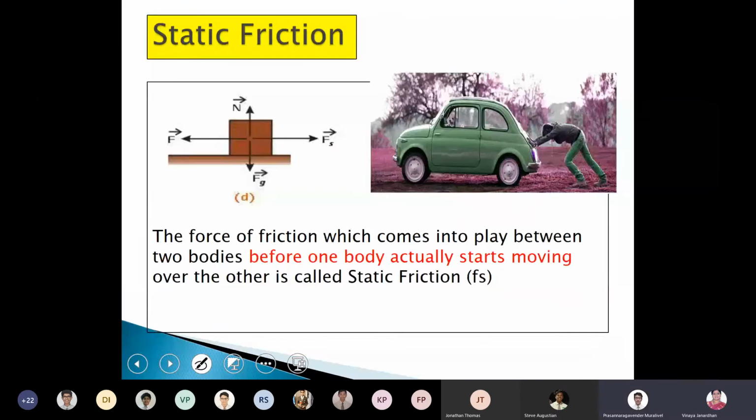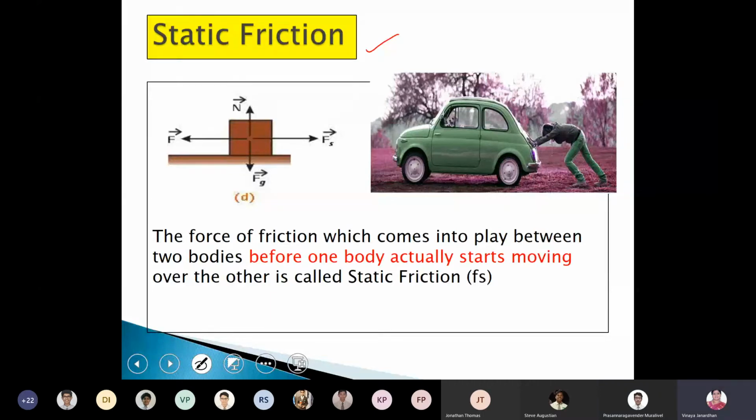Now look at the slide. I had given you normal reaction long back, right? Yes, ma'am. Okay, now we'll go for static friction, right?